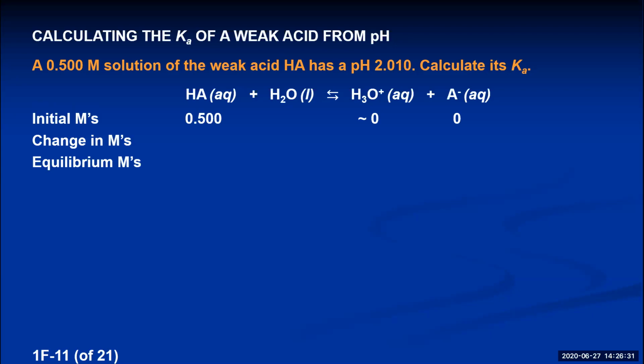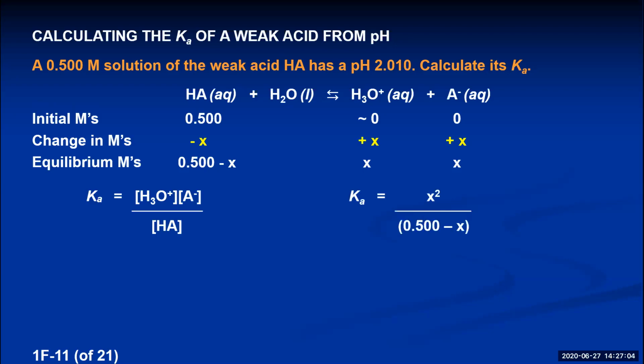If it's a weak acid, we don't know how much ionizes, so we'll call that minus 1x. You'll form plus 1x of hydroniums and plus 1x of A-. The equilibrium molarities of all three will be 0.500 minus x, x, and x. And now that we know the equilibrium molarities algebraically, they're all related to the equilibrium constant for this reaction, which is HA's Ka value. So the Ka will be hydroniums multiplied by A- divided by HA molarities. We don't know the Ka, but we do know the equilibrium values from our ice table.